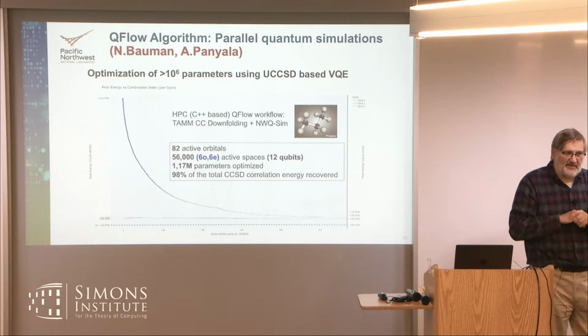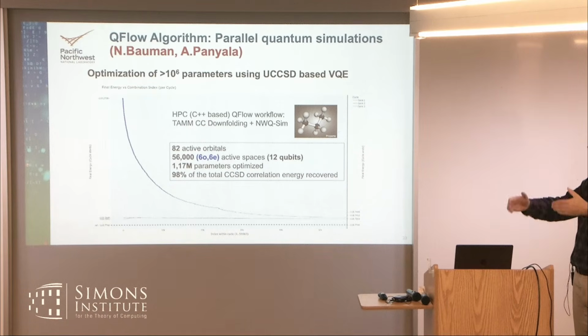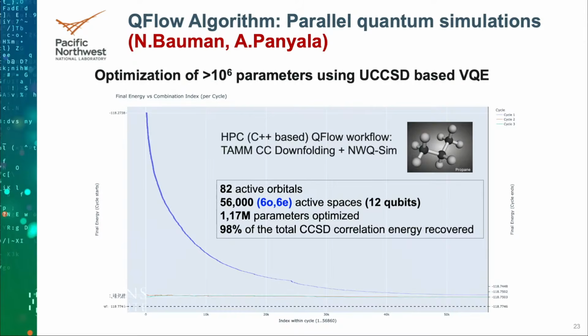We have a C++, bells and whistles implementation where the Q-flow is integrated with the quantum simulators, UCCSD based on VQE. However, you can use different types of simulators here, or algorithms. The requirement is that the state vector which optimizes the given active space problem can be translated into the unitary coupled cluster representation. This is work of Nick Bauman and Ajay Paniala, and we integrated our coupled cluster downfolding with the NWQ-SIM.